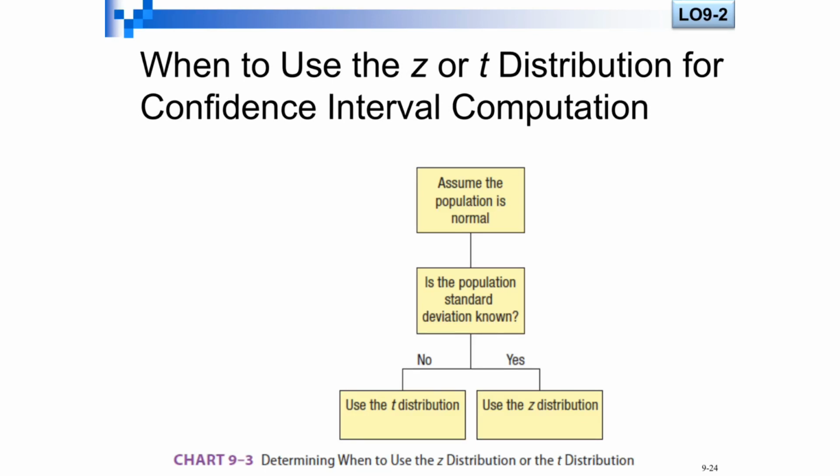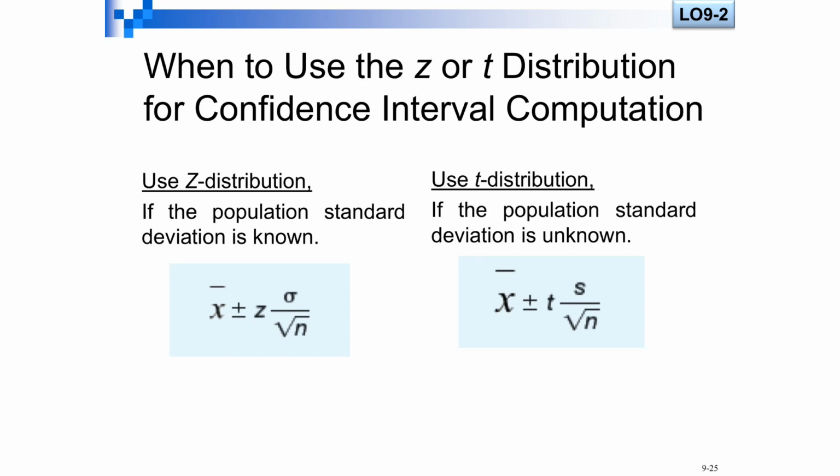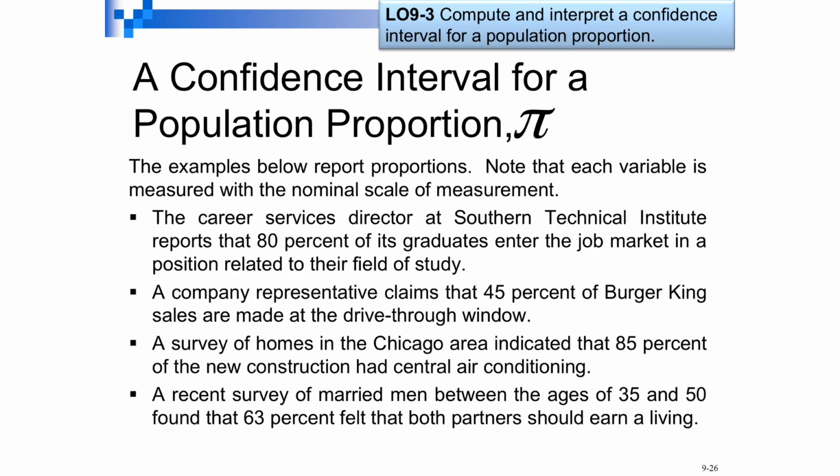Okay, so this one just summarizes it: if they give you a standard deviation of the population, you have to use the Z. If they didn't give you the standard deviation of the population and your sample is less than 30, you have to use T. So this is the formula for Z and T. We have mean, we have standard deviation here for population and sample, and here everything is for sample for the T. What about the population proportion?